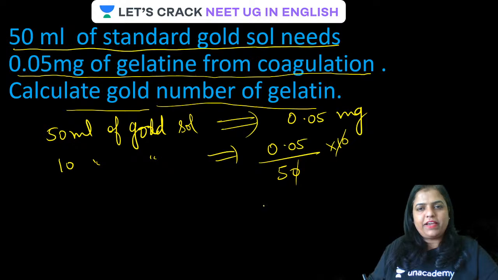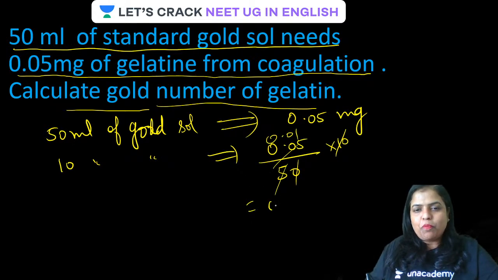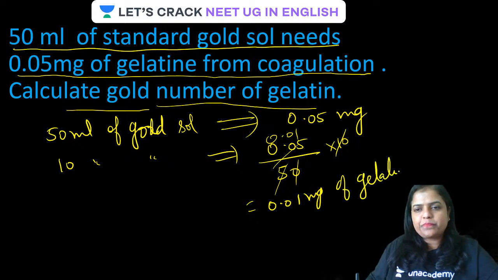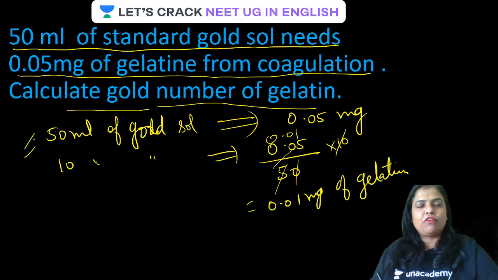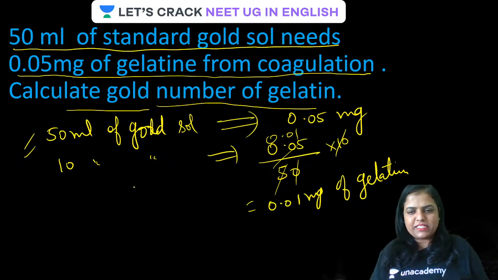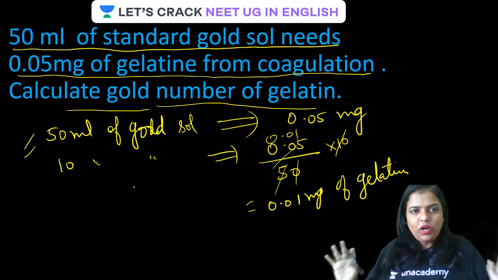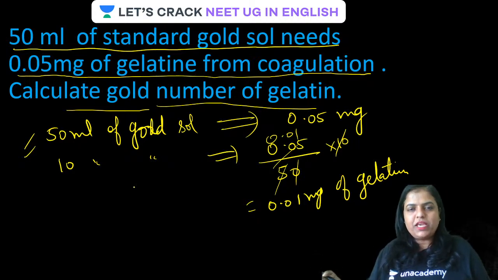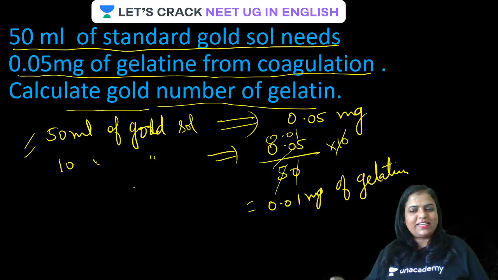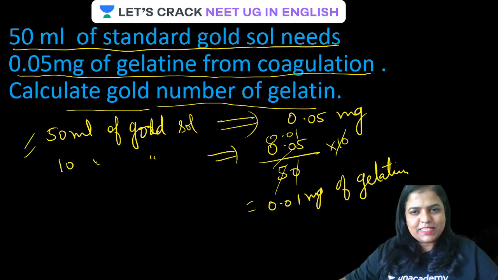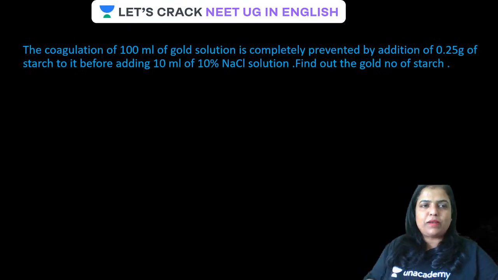This is 5 and this is 0.01. All clear, guys? So 0.01 milligram of gelatin is required for preventing coagulation, or precipitation, of the gold salt. So the gold number here is coming out to be 0.01. Simple, eh? Come on, let us discuss one more question.